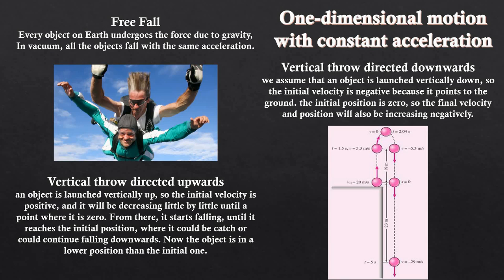And last, we have the vertical throw direct upwards. In this, any object is launched vertically up, so the initial velocity is positive, and it will be decreasing until it reaches zero. And then it will fall until it reaches the initial position where it could stop or fall down. It depends on the initial position. And that's all of the topic 6.